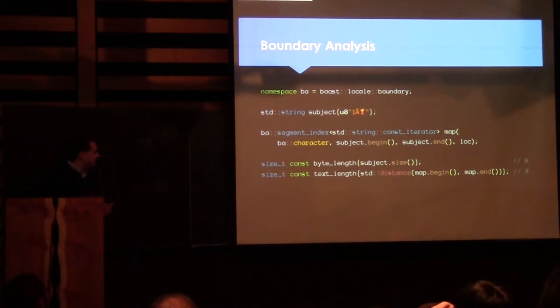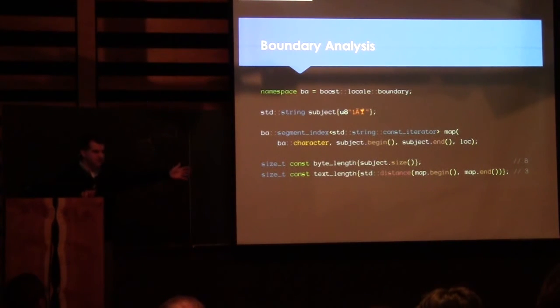So for example, here you can see that the byte length of this string is 8 because, again, it takes 8 UTF-8 code units to represent it. But if we iterate over it using this segment index iterator, we only get 3, which is the number that we would expect: 1 for the A with the diaeresis, the two characters together, and then 1 for the cocktail glass.